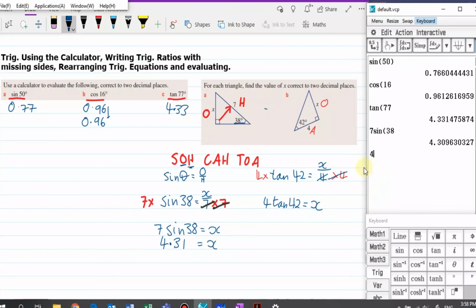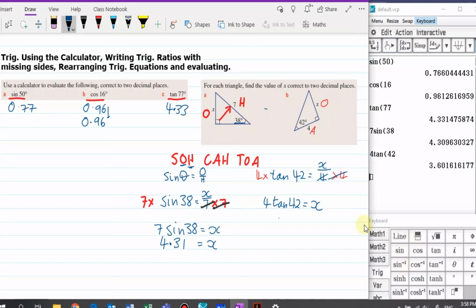4, go down and choose tan 42, and our value is 3.6016. It wants it to 2 decimal places, so 3.61 is that side length. So what that tells us is this side here is the length of x, and this 4.31 is the length of x there.